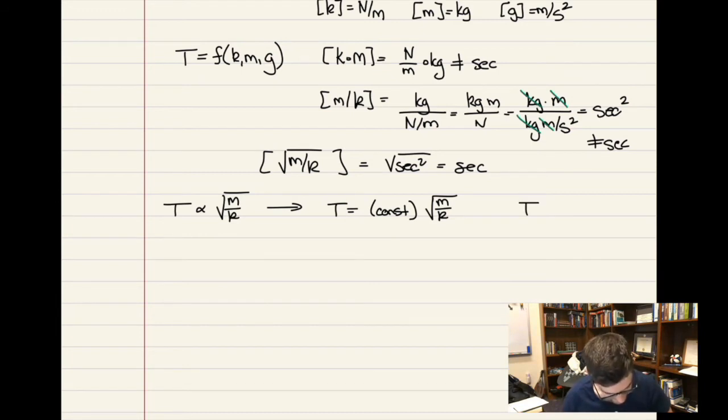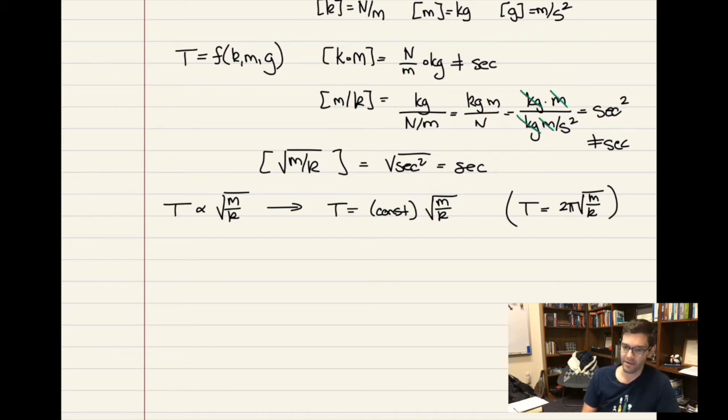We will see that the true answer, which requires the full derivation, is that the constant is 2 pi. So the full complete answer is that the period is 2 pi times the square root of m divided by k. But at least in trying to reason out how the period must depend on these parameters, we could have done this first before doing the experiment. And then the experiment would have justified this sort of scaling: increase the mass, increase the period; increase the spring constant, decrease the period.